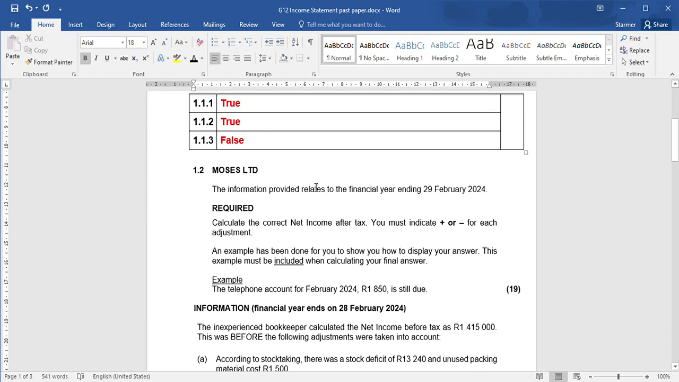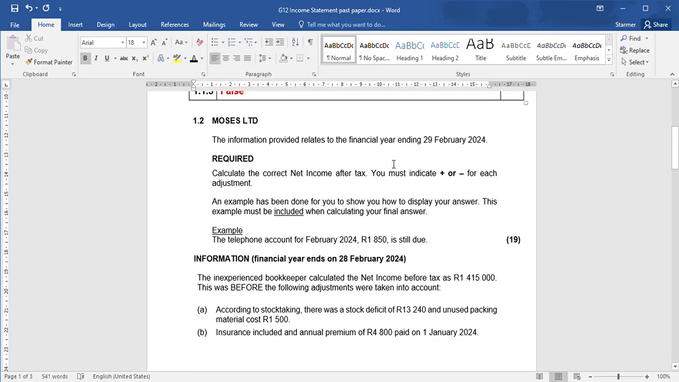Alright, moving on. We get told that we have information related to financial year ending 29th of February, and you're required to calculate the correct net income after tax. You must indicate plus or minus for each adjustment, and then they give you an example to show how to display your answer, and that must be included when calculating your final answer.